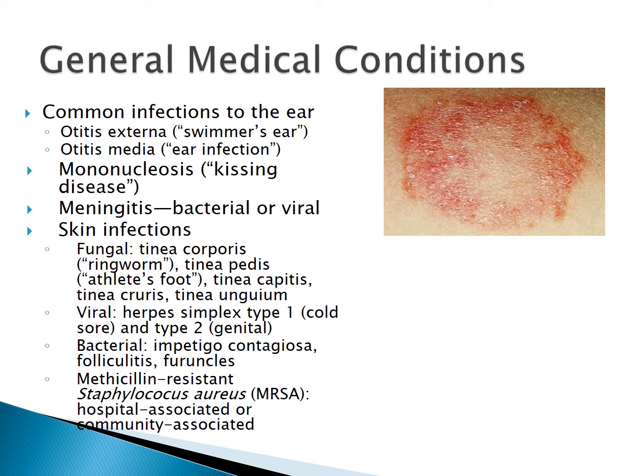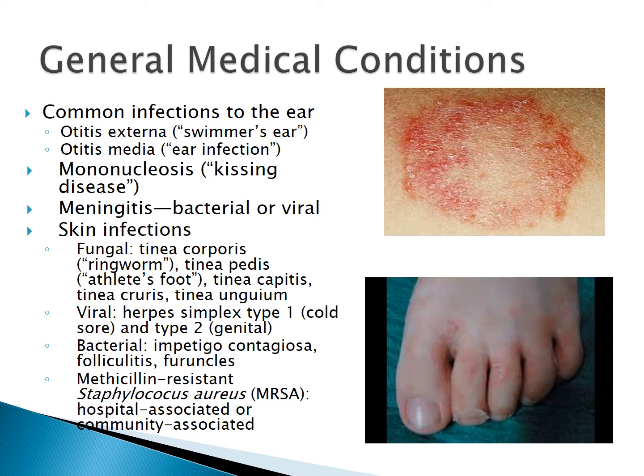Tinea corporis is tinea of the body, or ringworm. Tinea pedis is tinea of the feet, or athlete's foot. Tinea capitis is tinea of the scalp. Tinea cruris is tinea of the groin or jock itch. And tinea unguium is tinea of the nail bed. Signs and symptoms include redness and itching. Treatment with over-the-counter or prescription fungal medication, including powders and sprays, can help alleviate these signs and symptoms.